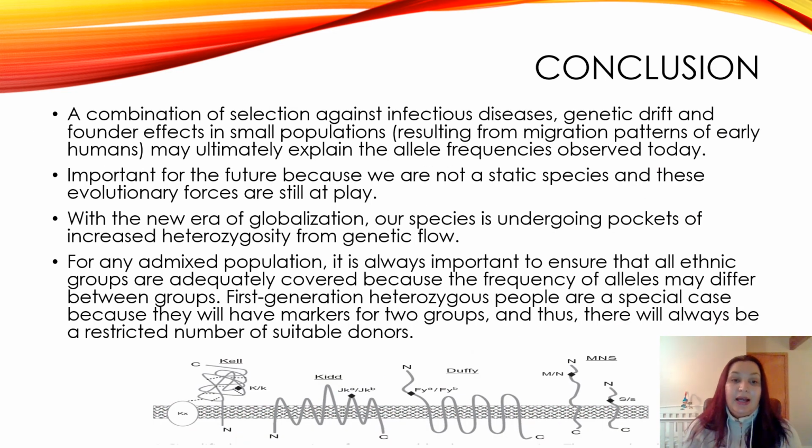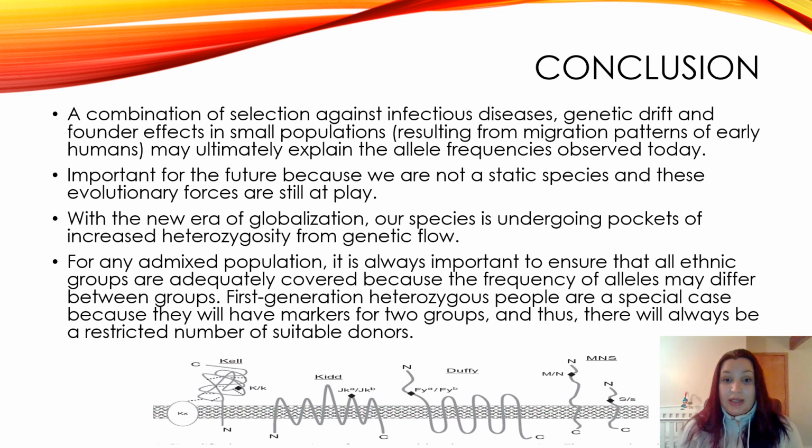So in conclusion, it seems that there's a combination of natural selection against infectious diseases, genetic drift, and founder effects in small populations that explain the allele frequencies that we see today. It's important for the future because we are not a static species, and these evolutionary forces are still at play. With the era of globalization, our species is undergoing pockets of increased heterozygosity from genetic flow. And for mixed populations, it's always important to ensure that all ethnic groups are adequately covered because the frequency of alleles may differ between groups.